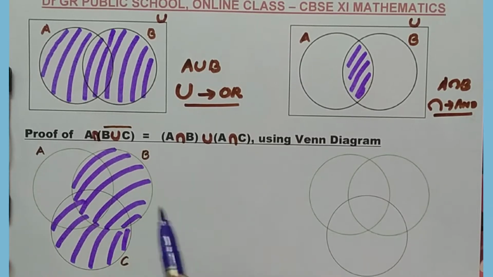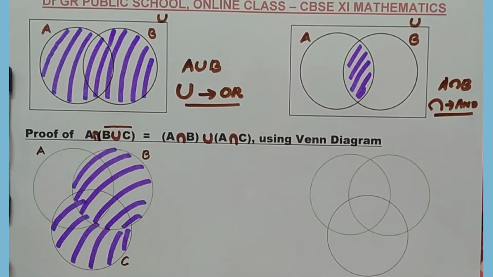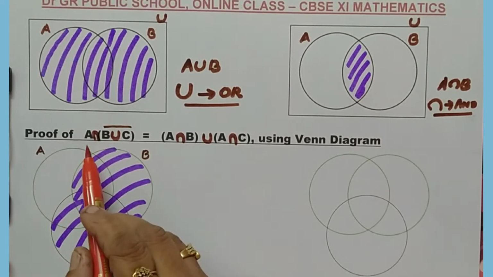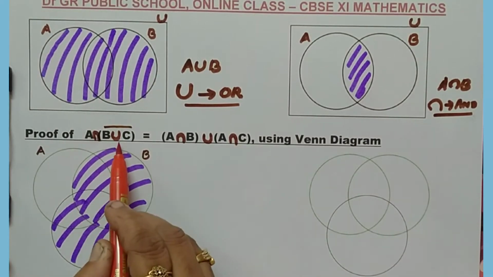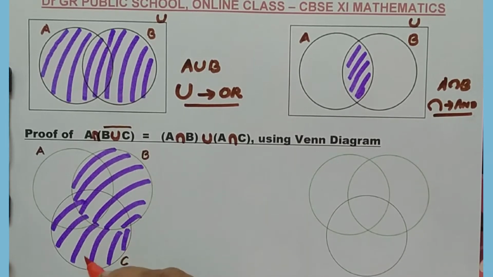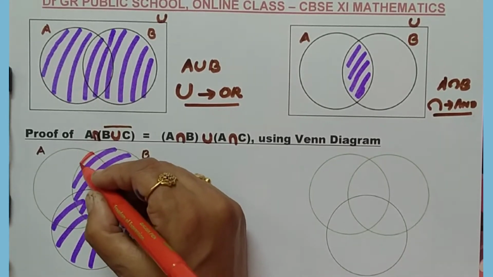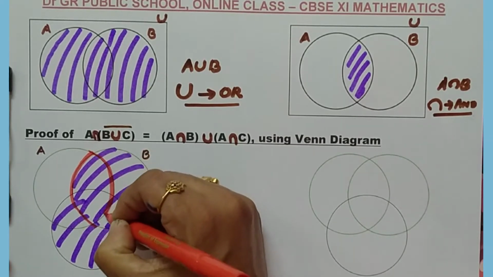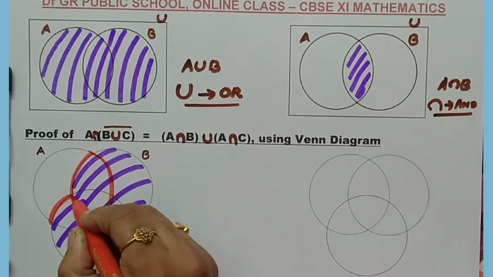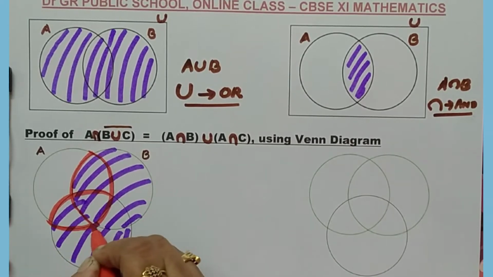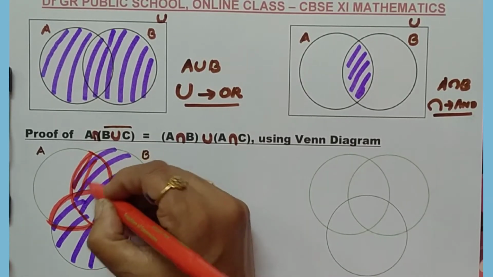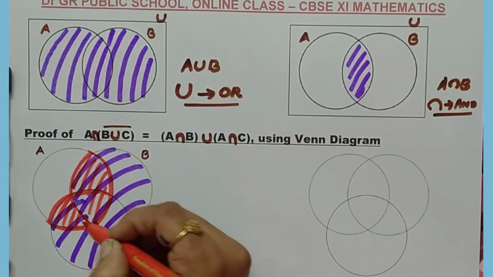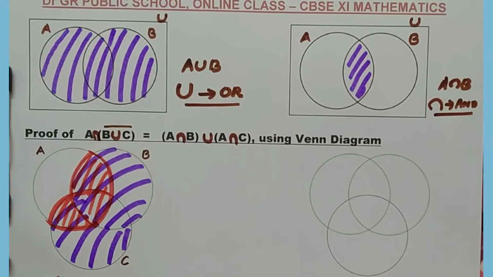Now, the next part is A intersection (B union C). I need to find, intersection means the common area. I need to find the common area for A with this B union C. This much is B union C. The common area for A and B union C is this much as well as this much. Or if I shade it, you can see that this much represents the area which is common for both A and B union C. This is actually the LHS.